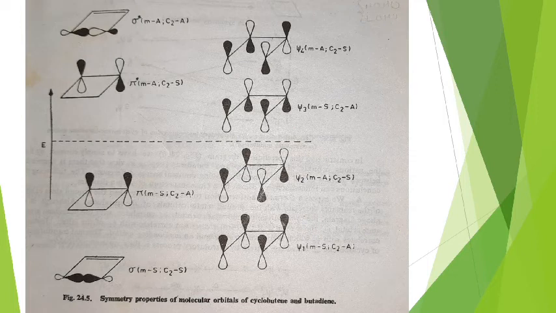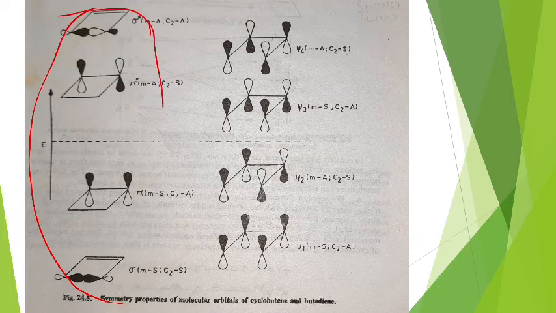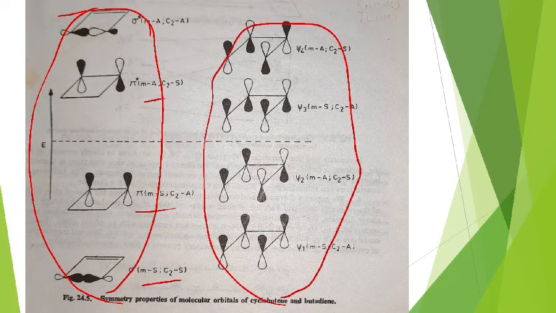This diagram represents the molecular orbitals and their symmetries of cyclobutene and butadiene. In this diagram, the extreme left part represents the molecular orbitals of cyclobutene and its symmetry elements, and the right part represents the molecular orbitals of butadiene and their symmetry elements.